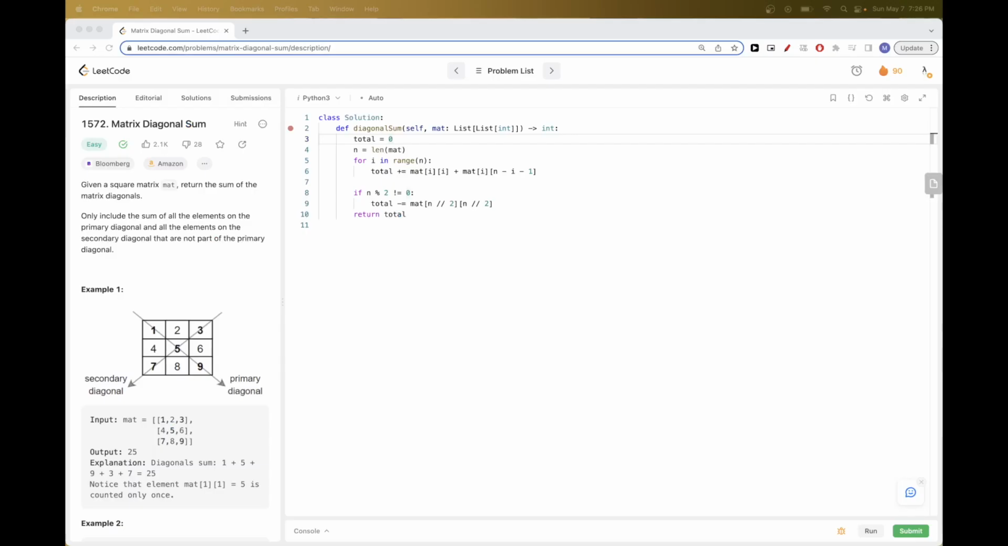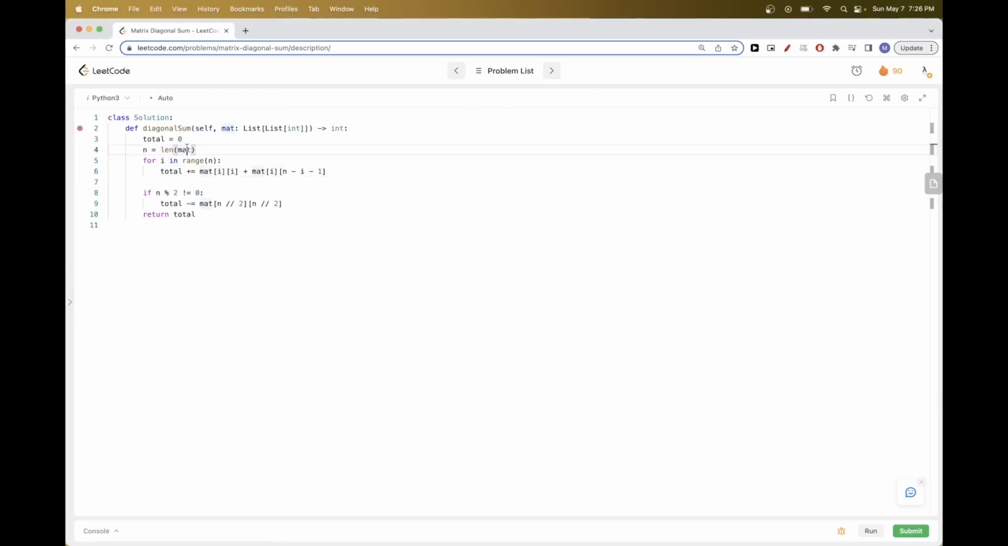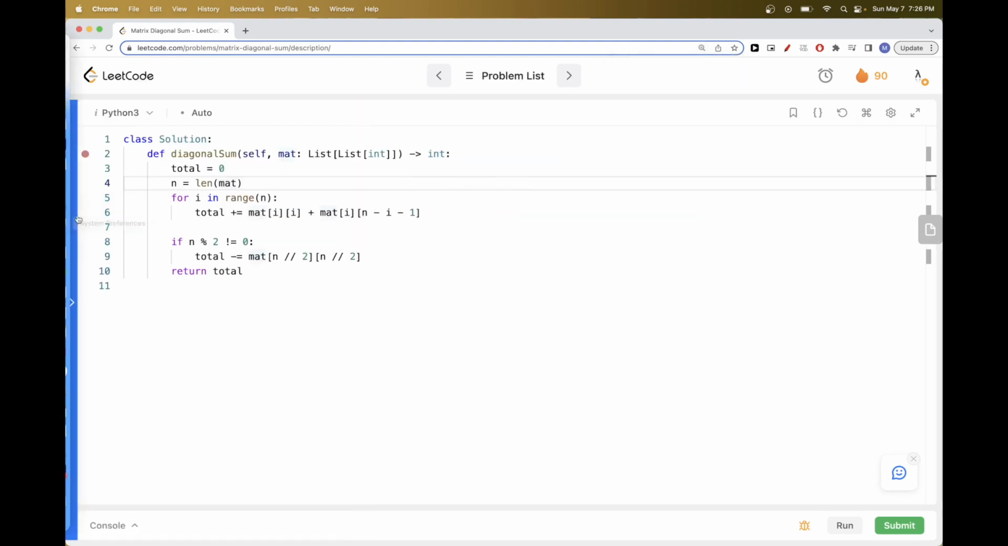Okay, so here is the solution we saw in the overview. We just have the total, or the result, that we need to return. Then we go through the I indices from 0 to n minus 1. We add first the primary diagonal and then the one from the secondary diagonal. Then if the matrix length is odd, we want to remove the center cell because we added it twice. We want to remove it once so that we keep it only once. And then at the end, we return the total.